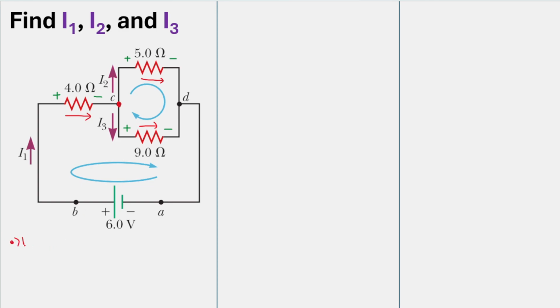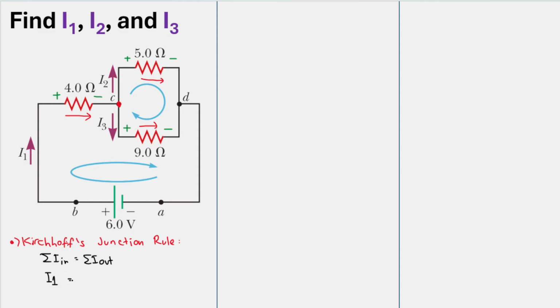Let's do the Kirchhoff's junction rule. What does the Kirchhoff junction rule say? It says that the sum of the current that goes into a node will equal the sum of the current that goes out. And the only current that goes in is this one, so I will have I1 here. And I2 and I3 are both going out.